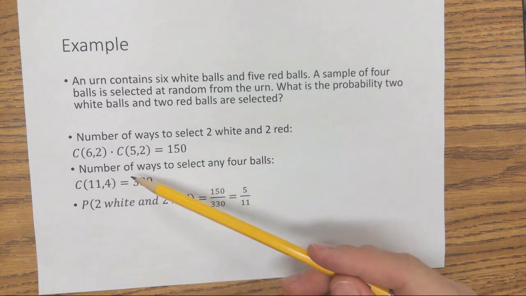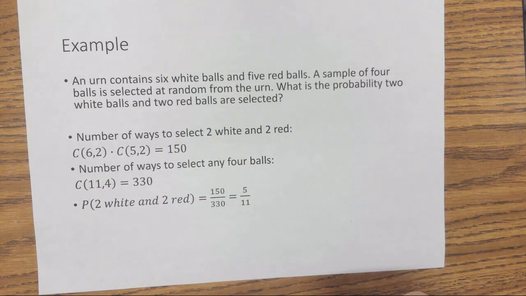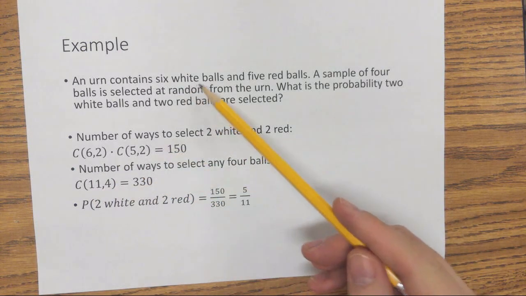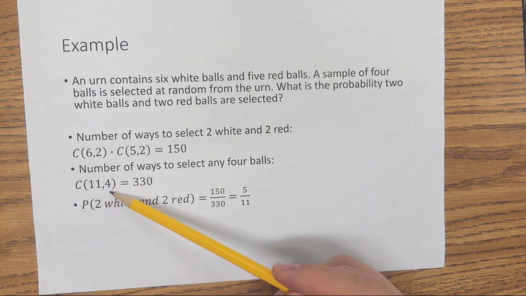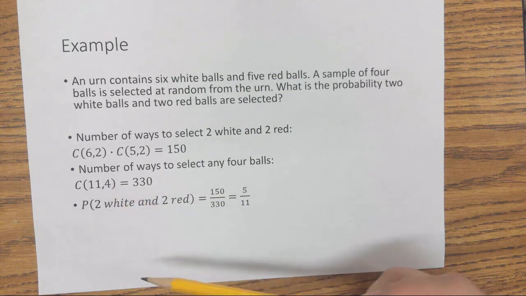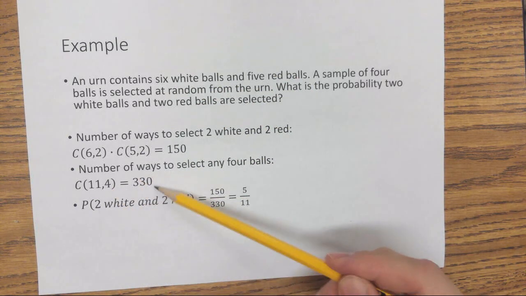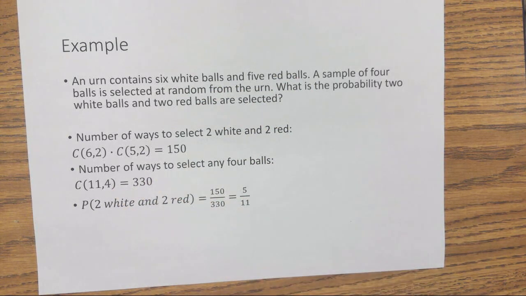Now we look at the total number of ways to select any 4 balls. 6 white balls, 5 red balls, that's 11 total balls. I'm picking 4. Put that in as a combination. That's 330, so that's the total number of ways.